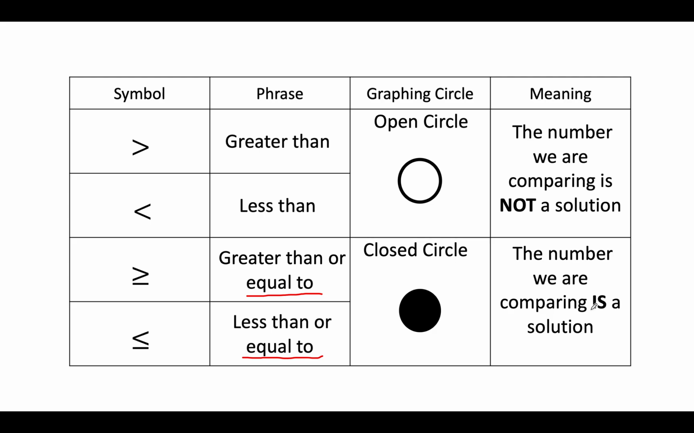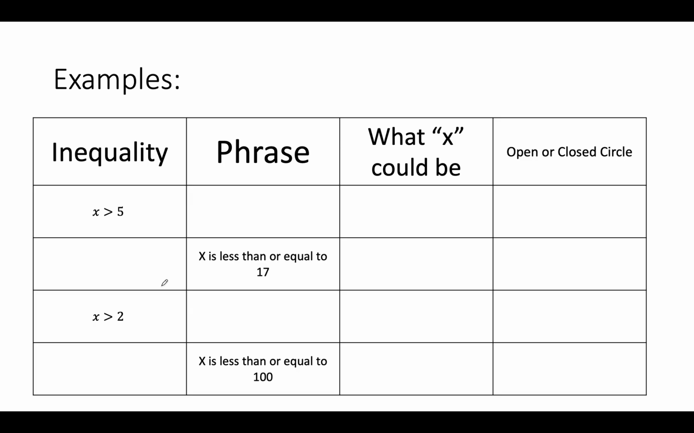And then as we move forward, you're going to need to keep a close eye on the open circle. Remember, that's for greater than or less than, and a closed circle is for greater than or equal to or less than or equal to. So we have examples. We have a couple inequalities, a couple phrases. What could x be, and then open or closed. So here we have x is greater than 5, so you can go ahead and write that term there. So x is blank 5.